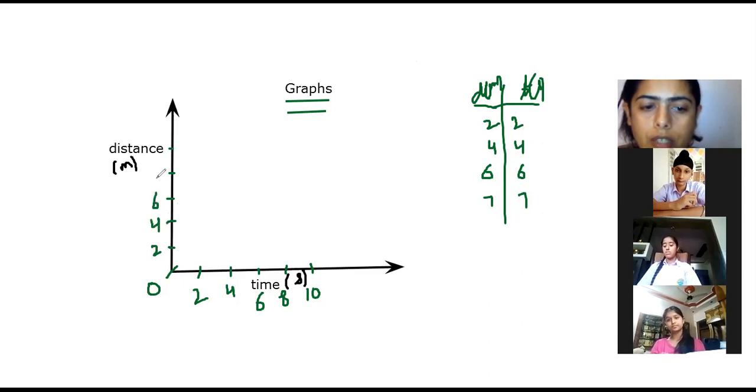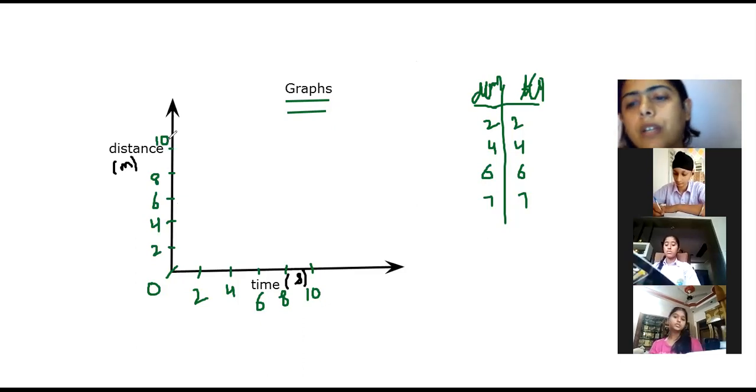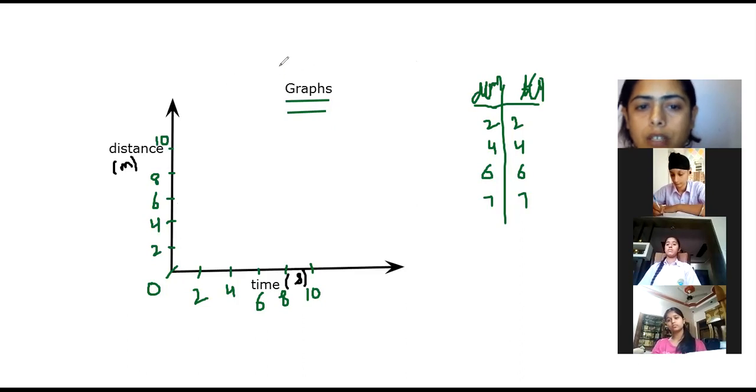2, 4, 6, 8, 10. Okay. Now is the main thing you need to understand. Your eyes onto the screen. One I'm going to do for you and I'm going to make it clear to you. Then you will do it yourself. Fine. Your eyes onto the screen for 1 minute. Harman, don't write. Your eyes onto the screen, beta.